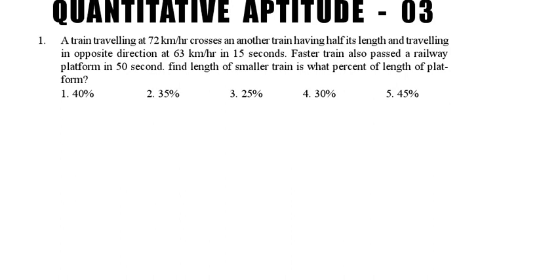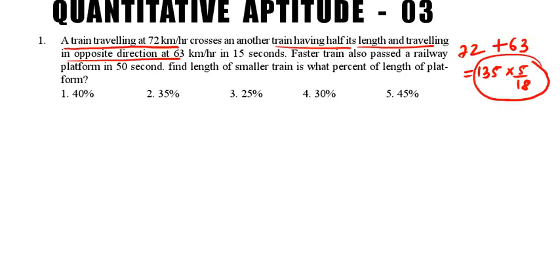Now see the question. A train traveling at 72 crosses another train having half the length and traveling in opposite direction at 63. So here one train speed is 72, other train speed is 63. Since they are traveling in the opposite direction, relative speed will be plus. So that is equal to 135, or 135 into 5 by 18. This is the relative speed.